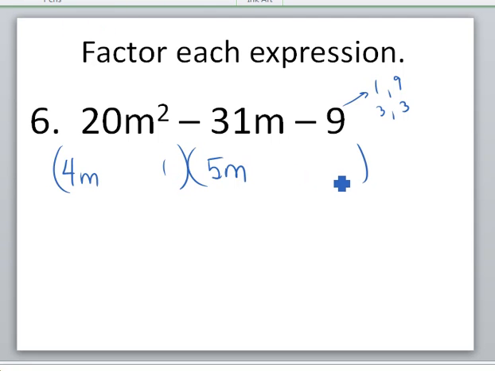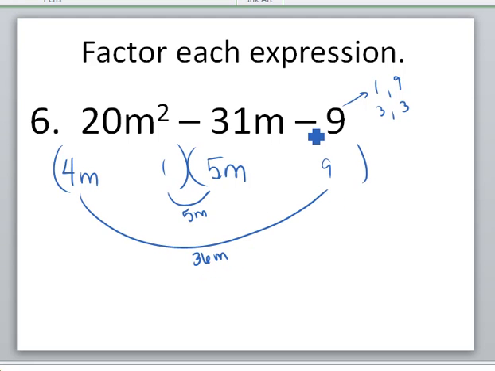If I try 1 and 9, that gives me 5 and 36. That actually might be good. 5 and 36, you guys are thinking maybe that's not right, but I notice I need a negative product, so one of these has to be negative. I need a negative 31, so that would make a negative 36 and a positive 5. So positive here and a negative here does give me the correct answer.